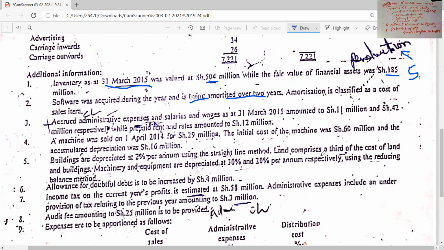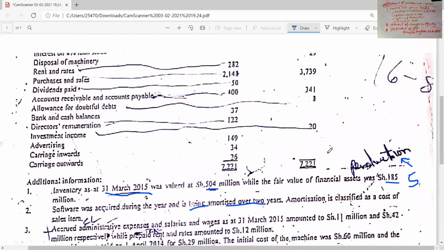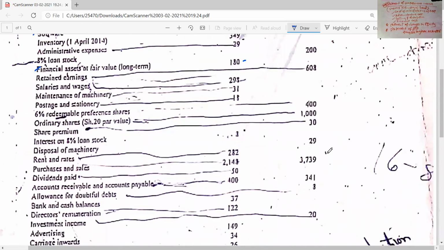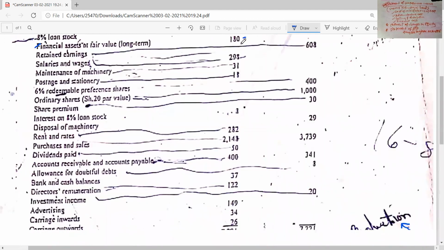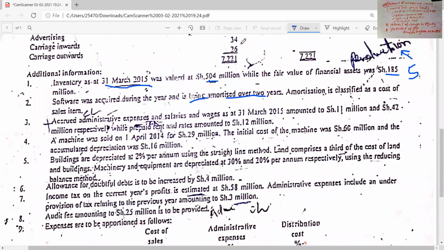So if you are given admin, like now here they say accrued administrative expense, and the salaries and wages was accrued by 11 and 42 respectively. We need to check the administrative expense itself, which value. So if I go to my trial balance, I can see we have admin of 29. So I need to add back the 11.